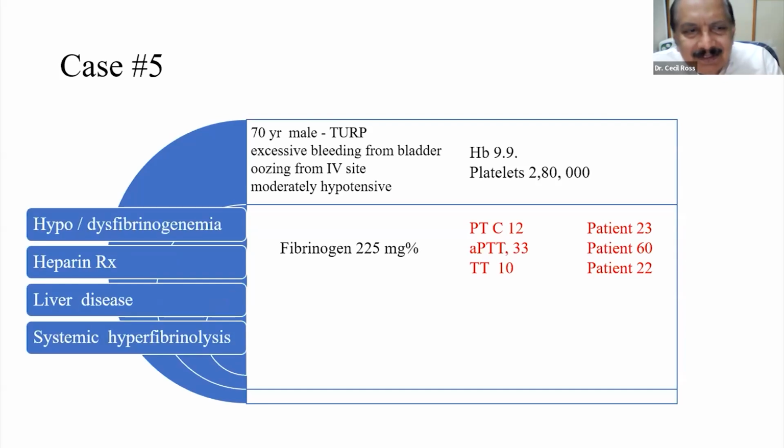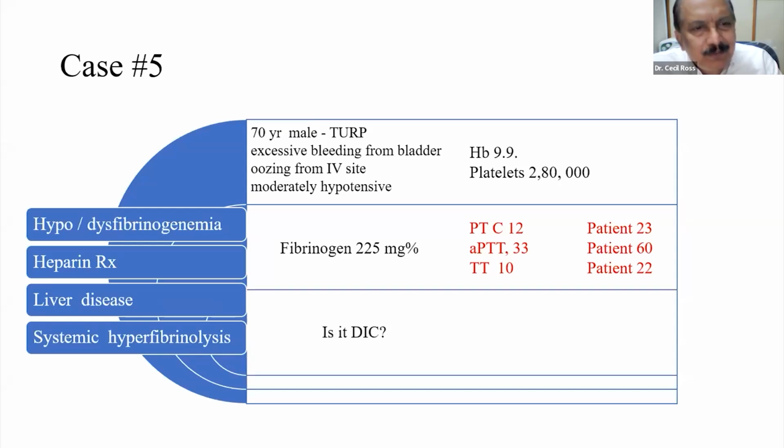Okay. So normally, coming back to the same thing, you look at whether the patient has hypofibrinogenemia, dysfibrinogenemia, heparin, liver disease, systemic hyperfibrinolysis. These are common things that you have to look at. Can be DIC. It can't be hypofibrinogenemia or dysfibrinogenemia because fibrinogen is normal. Heparin, you will get by history, unlikely to be heparin therapy.